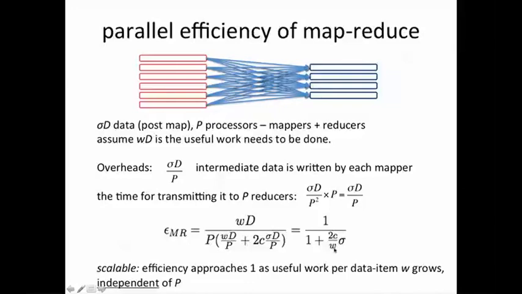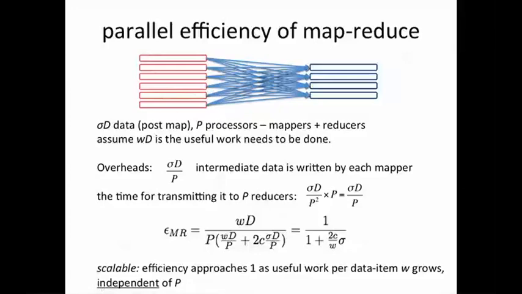In particular, as long as the amount of useful work that you do per data item grows, the efficiency ends up going close to 1, which is nice. On the other hand, if the extra data that you produce after the map phase grows, then efficiency can suffer and reduce considerably. So it's very important to use things like combiners to ensure that too much data doesn't get blown up after the map phase is done.